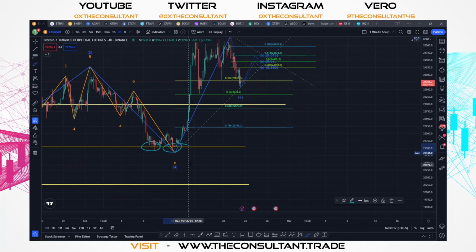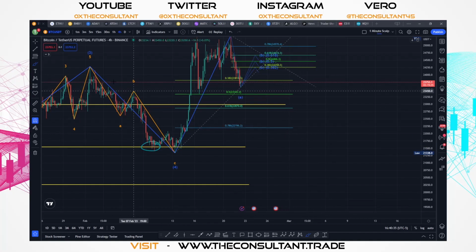Technically, we've only really retested this level twice before we went back up. So I think it's only natural that we either make it all the way back down, or we make it somewhere between the 618 and the 76, or the 78. Okay, that's kind of my prediction in terms of this.